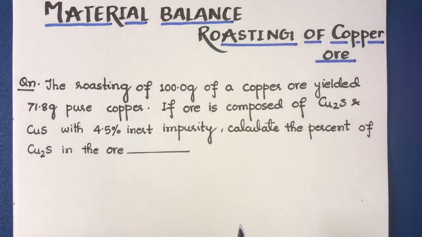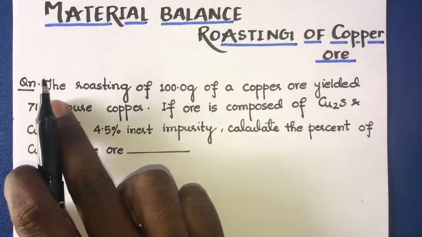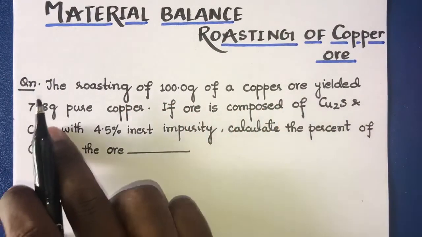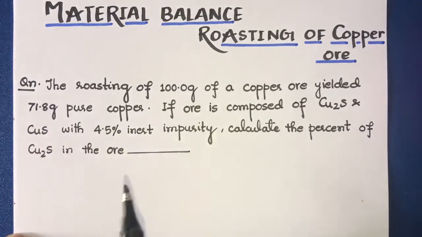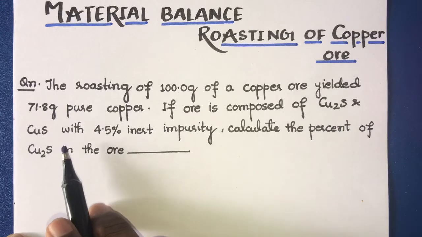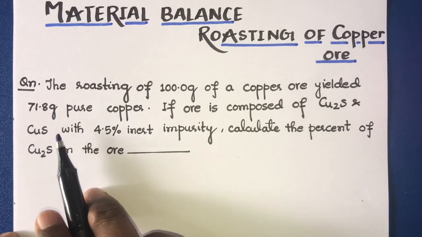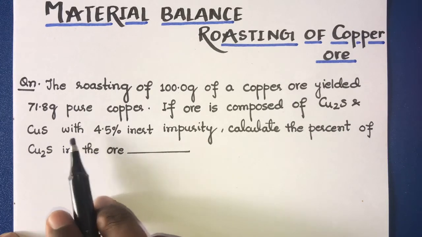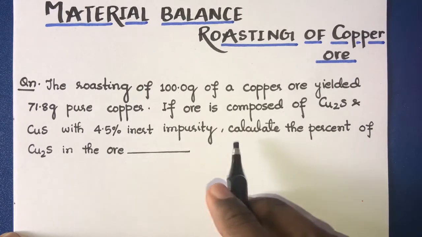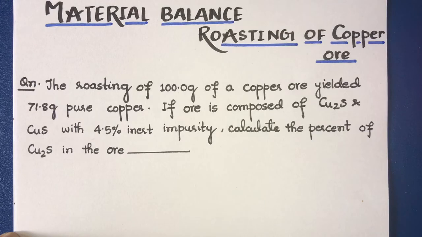Today I am going to discuss a problem that is based on the material balance in roasting of copper ore. The problem is: the roasting of 100 gram of a copper ore yielded 71.8 gram of pure copper. If the ore is composed of Cu2S and CuS, that is copper 1 sulfide and copper 2 sulfide, with 4.5% inert impurity, calculate the percent of Cu2S in the ore.